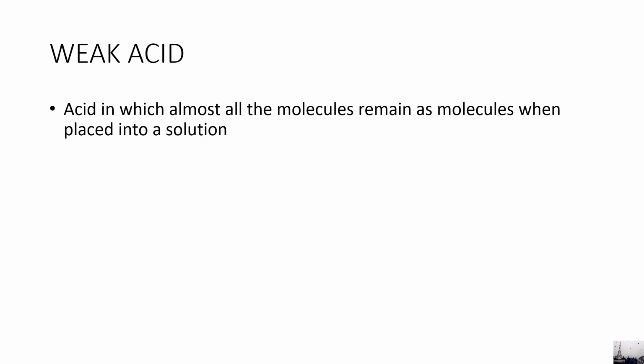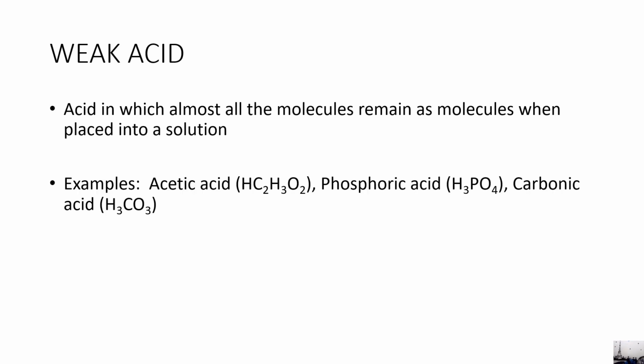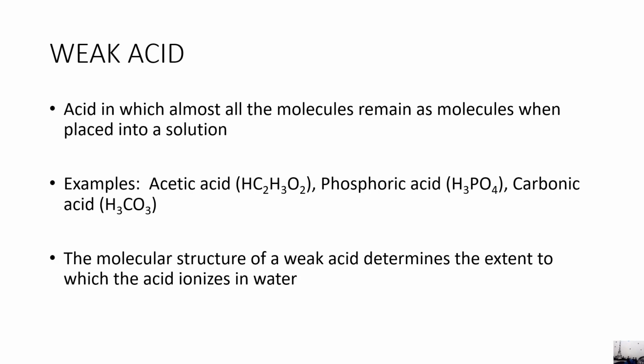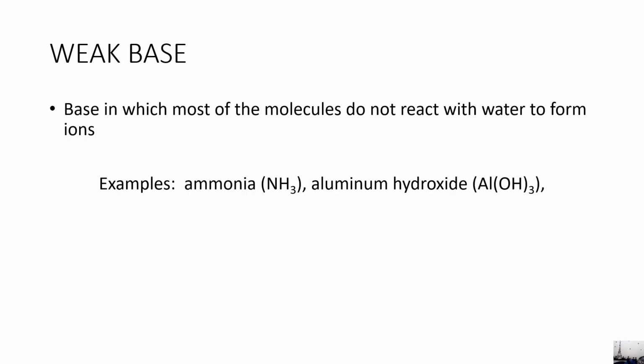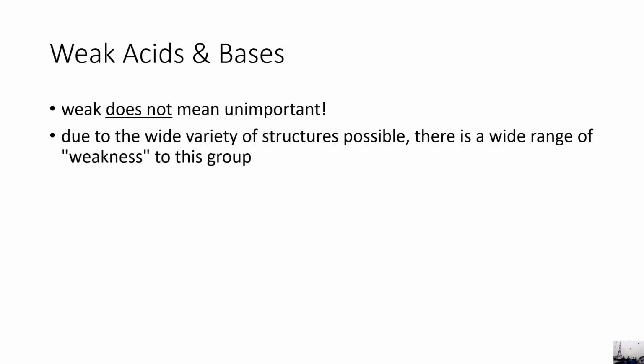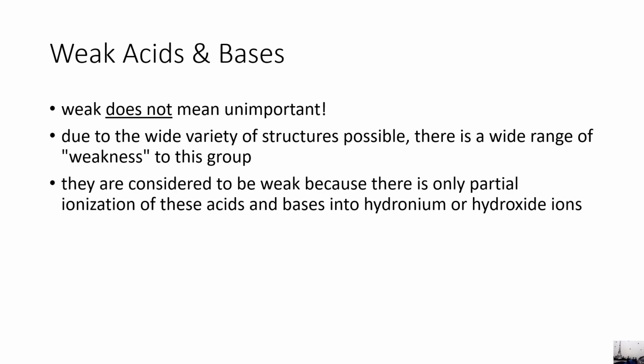A weak acid is an acid in which almost all the molecules remain as molecules when they are placed in solution. They are not dissociated. For example, acetic acid, phosphoric acid and carbonic acid. The molecular structure of a weak acid determines the extent to which the acid ionizes in water. Now, a weak base is a base in which most of the molecules do not react with water to form ions, for example ammonia and aluminum hydroxide. Weak acids and bases: weak does not mean unimportant. Due to the wide variety of structures possible, there is a wide range of weakness in this group.